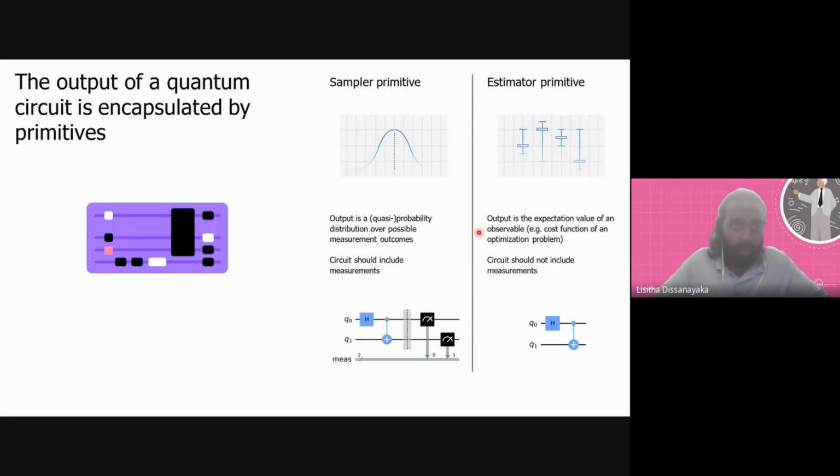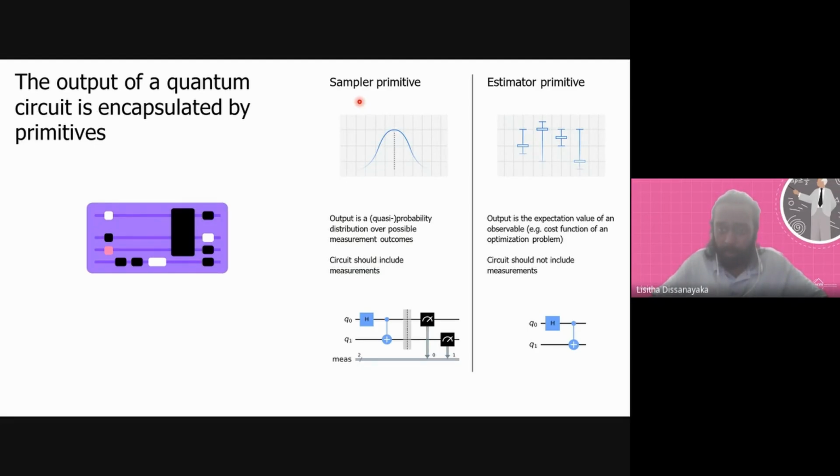The output of a quantum circuit is encapsulated by primitives. Primitives are quantum computation building blocks that define the exact information from a quantum circuit. Think of them as a standardized interface for quantum computer programs. There are two main types of primitives in Qiskit. They serve different purposes: the sampler primitive and the estimator primitive.